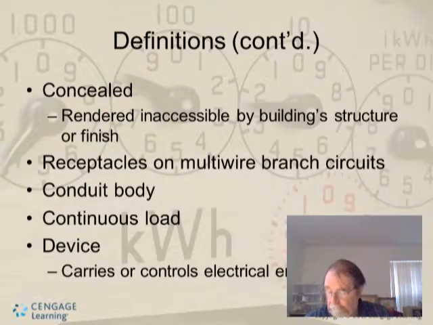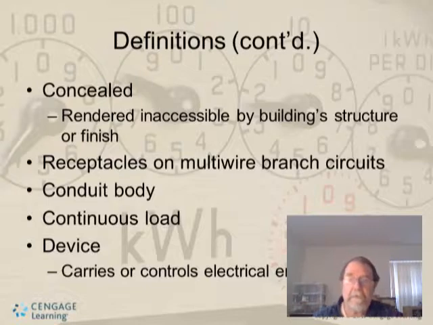Now you have concealed, that's rendered inaccessible by a building structure. Receptacles or multi-wire branch circuits. You have conduit body, continuous load, and devices. These carry or control electrical energy. Now, a general purpose branch circuit supplies two or more receptacles or outlets for lighting appliances.